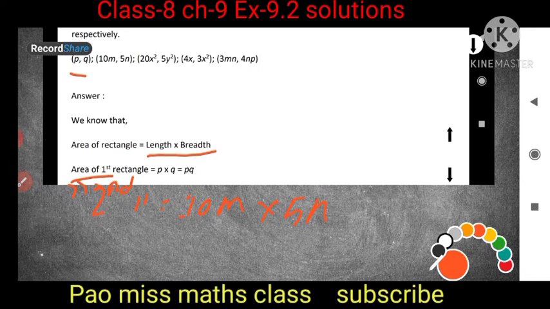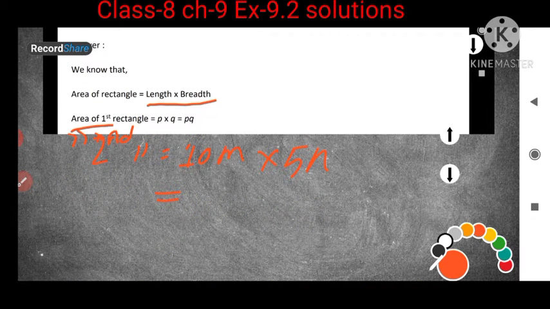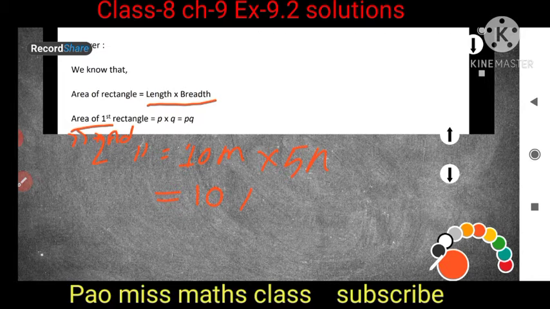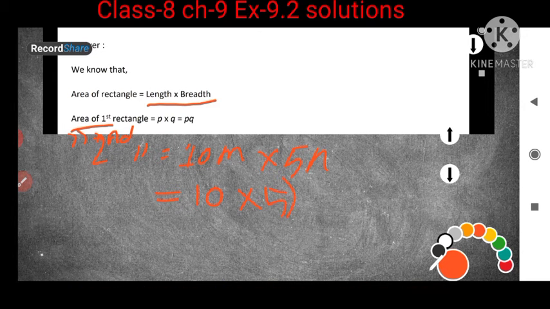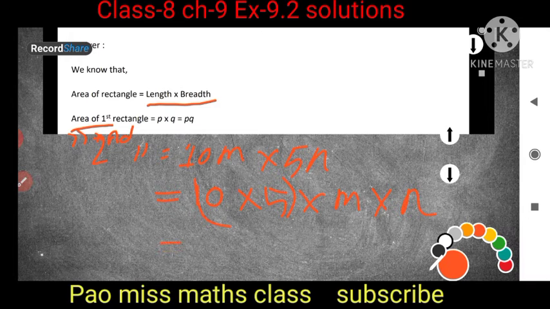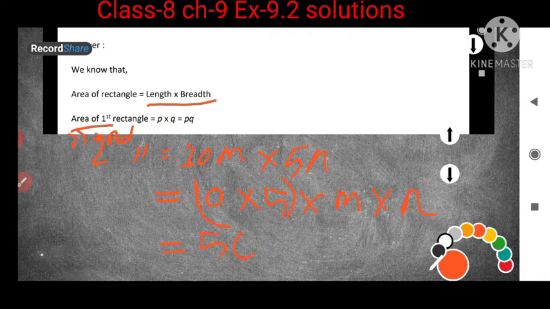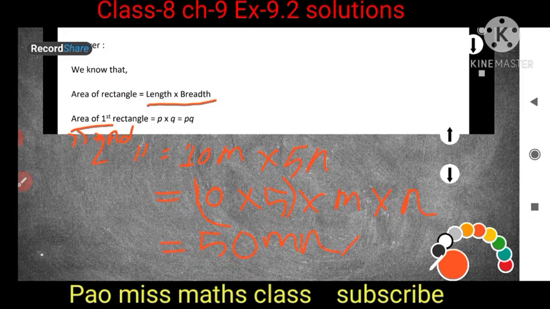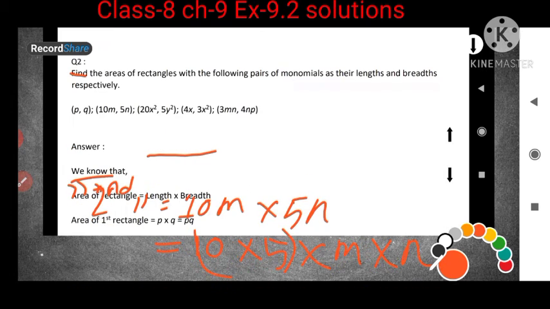So how will you multiply? You will multiply the numbers together. The numbers here are 10 and 5. Then you multiply m and n. 10 into 5 is 50, so 50mn. So the answer for the second question will be 50mn.